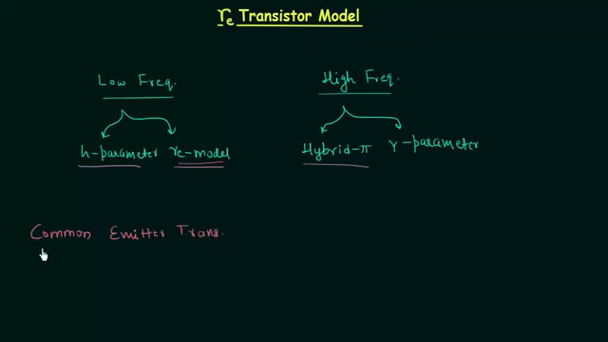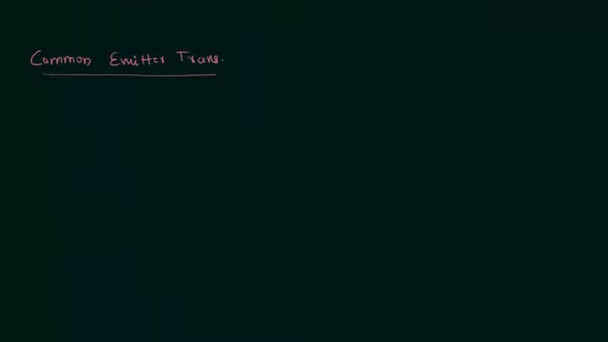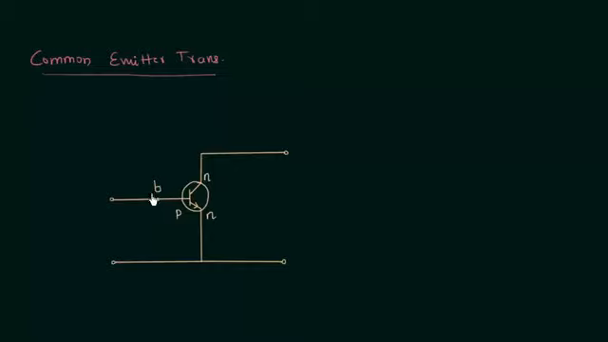In case of common emitter configuration, the emitter is common to the input side and also to the output side. So we will make the emitter common to the input and output sides. We are considering an NPN transistor, but you can also take a PNP transistor. Everything will remain the same, only the direction of currents will change. This is the base terminal, represented by small b. This is the collector terminal represented by small c, and this is the emitter terminal represented by small e.